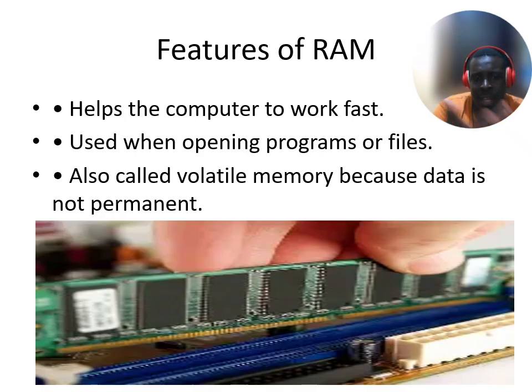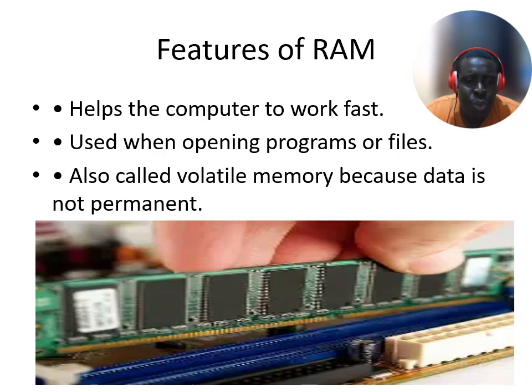So let's look at some of the other features. It helps the computer to work fast. When you look at the diagram down there, you realize that the RAM is something that can be taken out and then placed back in. Most of the time you take it out, you clean it, you wipe the dust off it. If there is dust, then you put it back. So this helps the computer to work fast. The moment you turn on the computer, the RAM kicks in and starts loading all the processes it needs. Then finally your computer begins to boot and load your operating system.